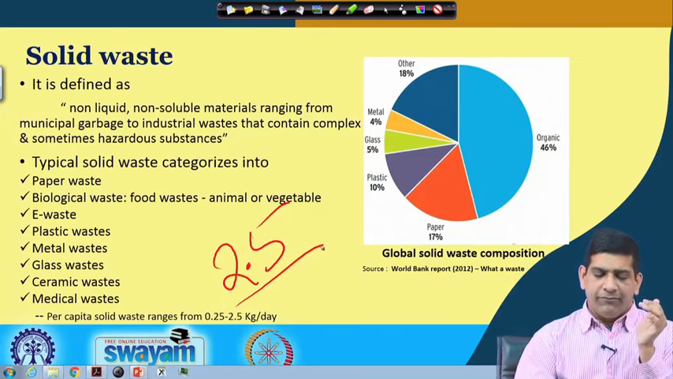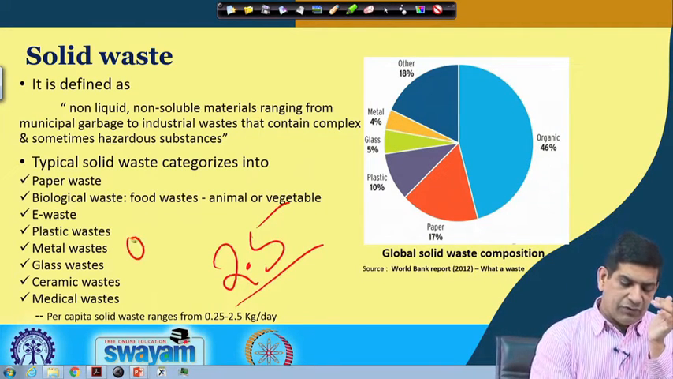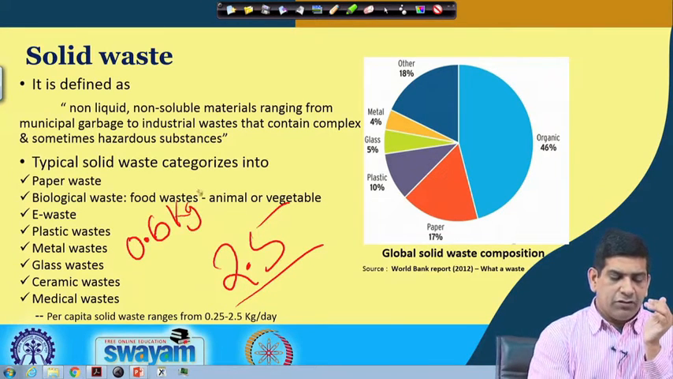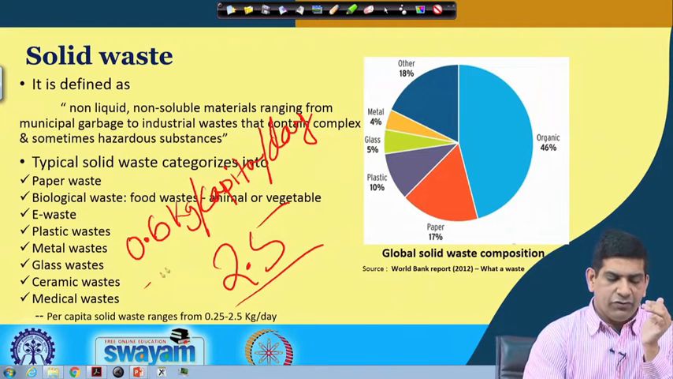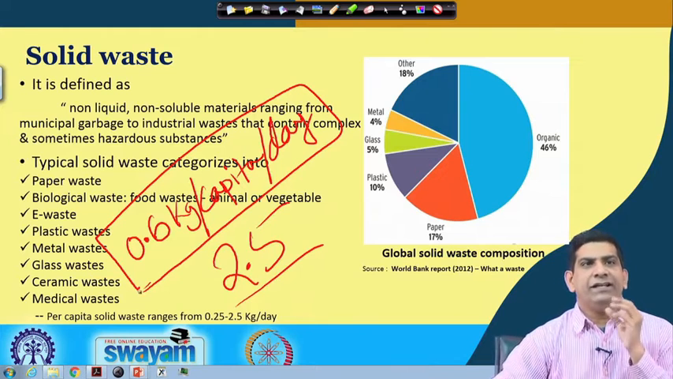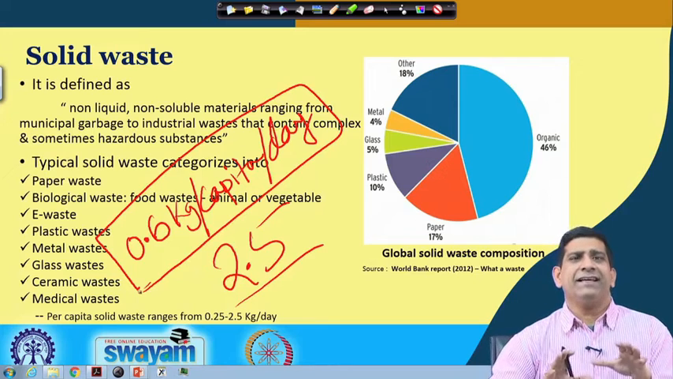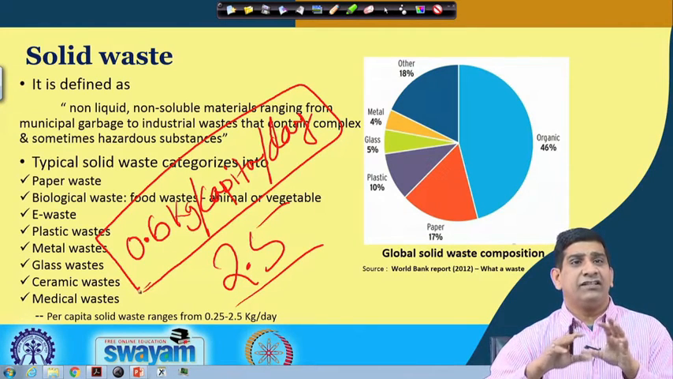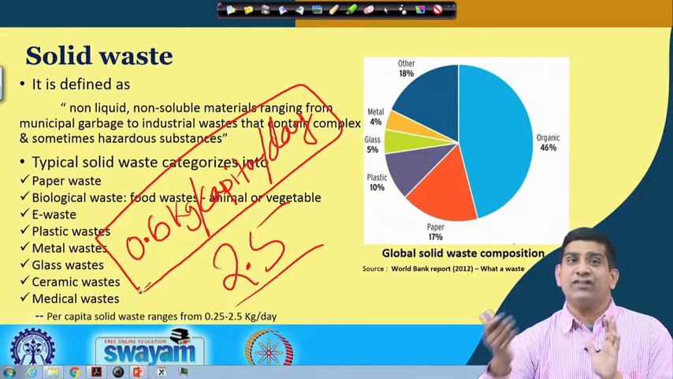In India, the value that we have as per the CPHO manual is 0.6 kg per person, per capita per day. So that's the value we use in most design calculations in the Indian scenario, 0.6 kg per person per day. But that's the total waste. Out of that, plastic nowadays typically shows up somewhere between 10 to 20%. In some places, plastic is as high as 20%.